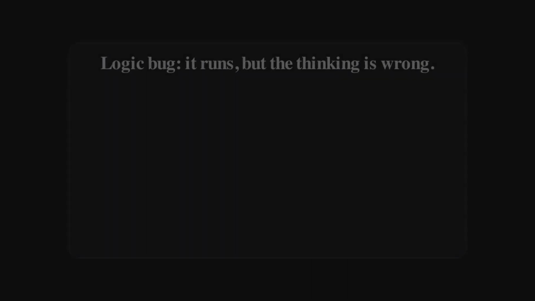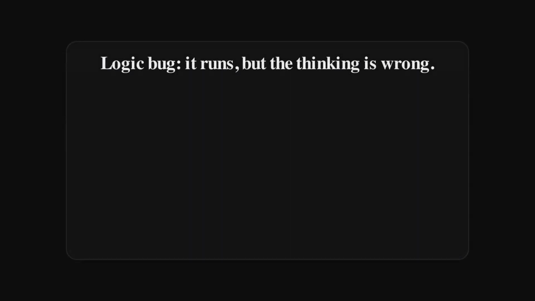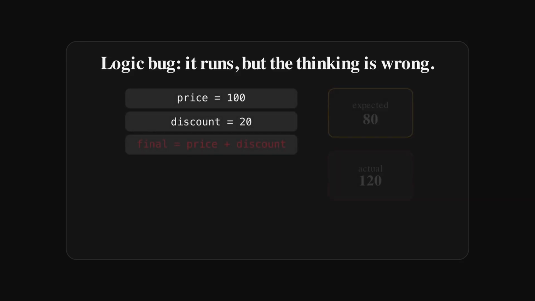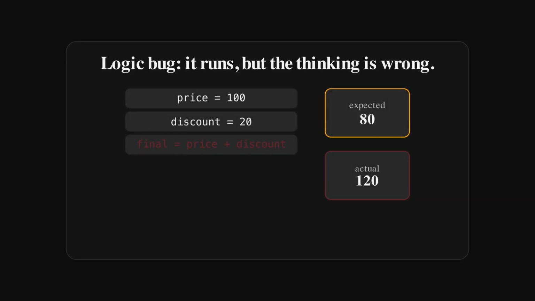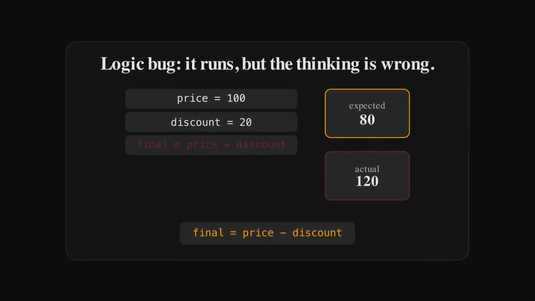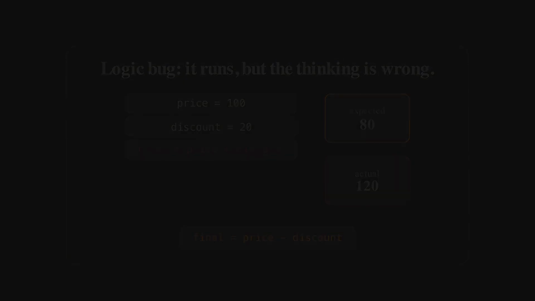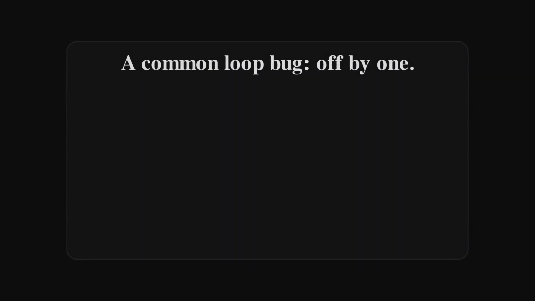A logic bug can be harder to notice because the program still runs. Here, the price is 100 and the discount is 20. If we want the final price, we should subtract the discount, but the code adds the discount instead. The program gives 120, but the expected result is 80. The code runs, but the thinking is wrong.